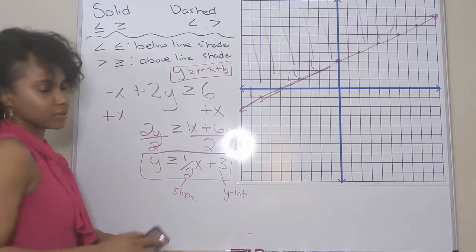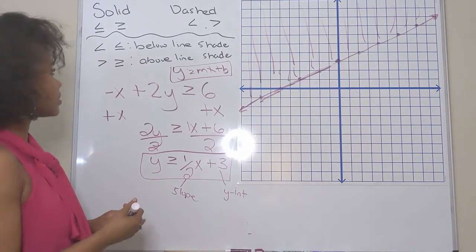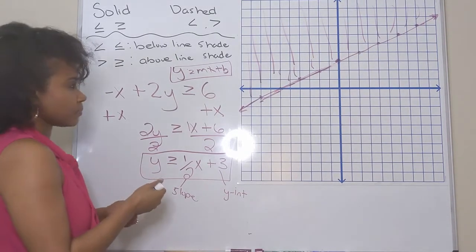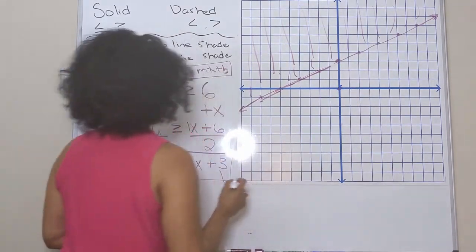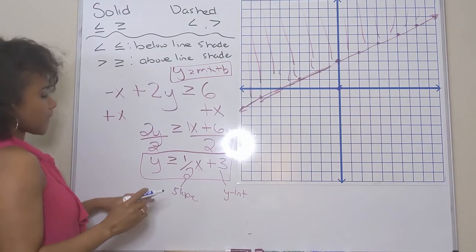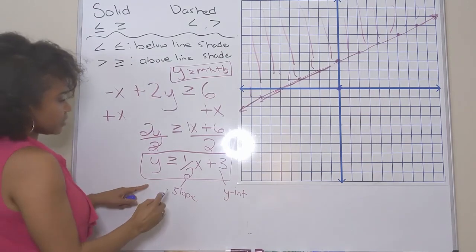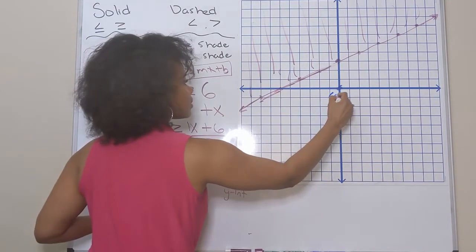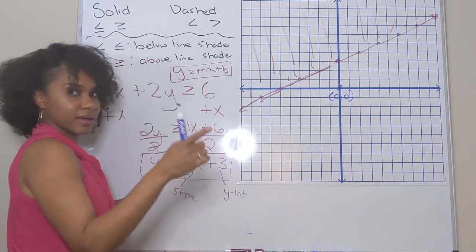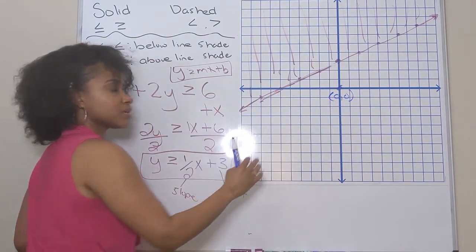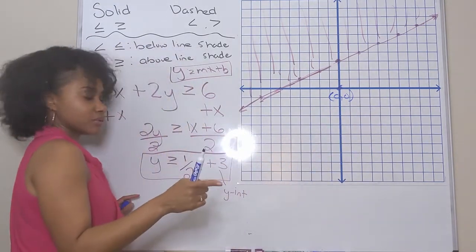Test point. Again, I'm going to choose the test point 0, 0. Okay. And if I choose the test point 0, 0, let's plug it in. So if I choose the test point 0, 0, that means I should get a false statement because 0, 0 would not be a solution.